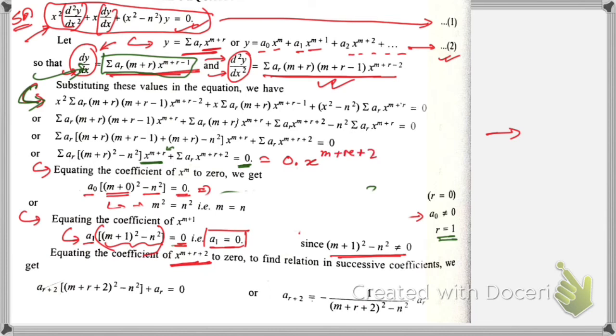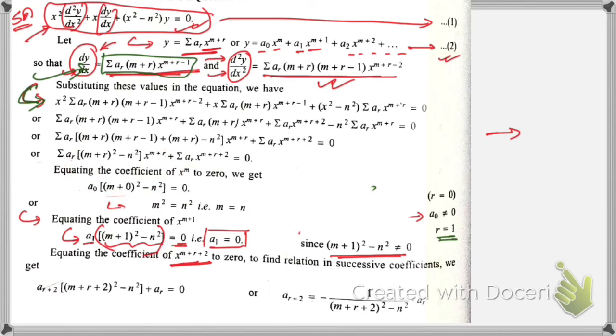On the right-hand side we have the coefficient of this term as 0, and on the left-hand side, in order to get m plus r plus 2, just replace r by r plus 2. Then this r should also be replaced by r plus 2, and this r should also be replaced by r plus 2. So hope you know these things.